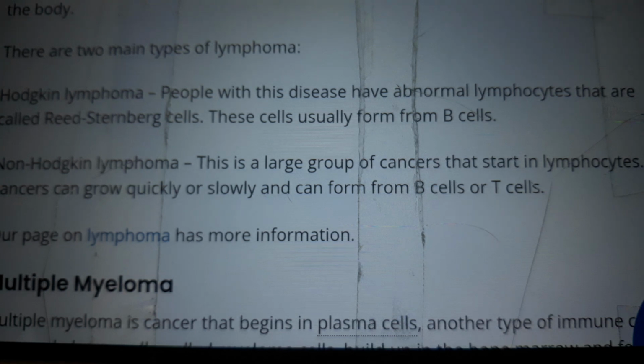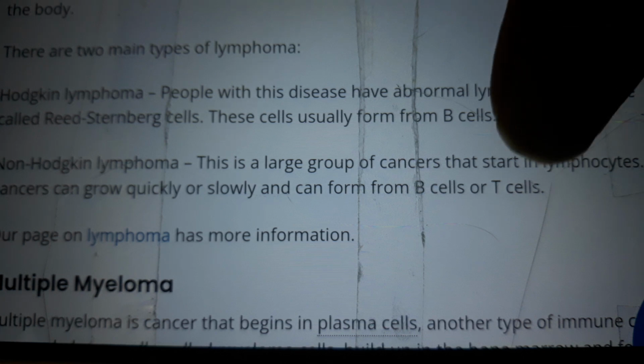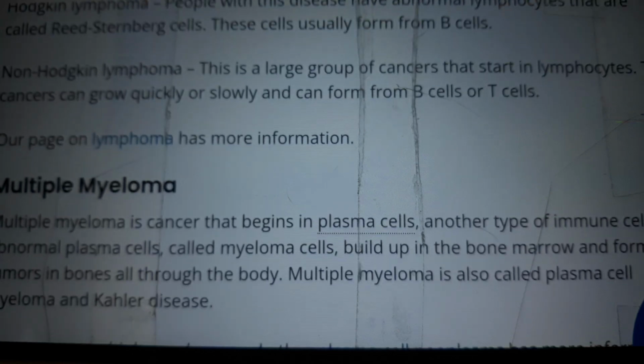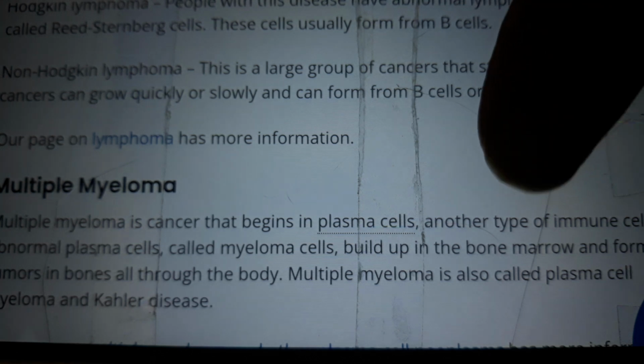Hodgkin lymphoma and non-Hodgkin lymphoma. People with Hodgkin lymphoma have abnormal lymphocytes called Reed-Sternberg cells, and these cells usually form from B cells. Non-Hodgkin lymphoma is a large group of cancers that start in lymphocytes. The cancers can grow quickly or slowly and can form from B cells or T cells.